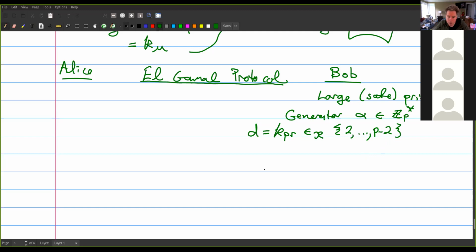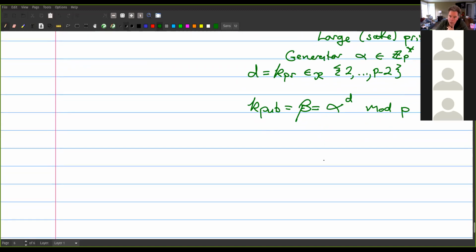Okay, and from that he computes his public key, which we're also calling beta, which is alpha to the D mod P. Then he needs to send all of this information to Alice so that she can communicate with him. So from Bob, Alice receives P and alpha, which are just the parameters of the group. And she also gets beta, which is basically Bob's public key. Bob never has to change his public key. It's going to be stable.